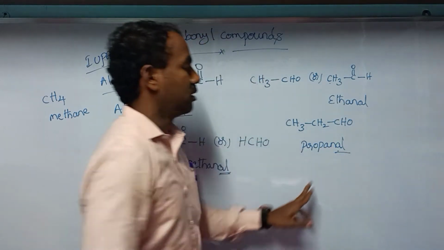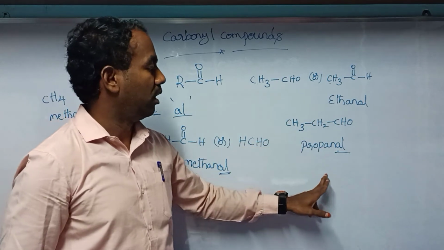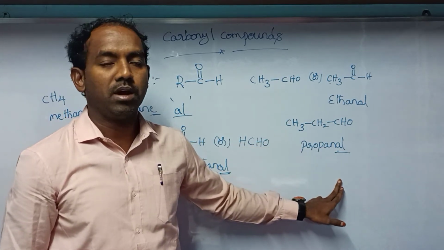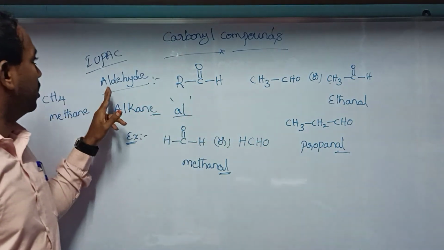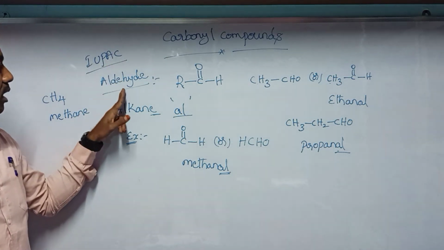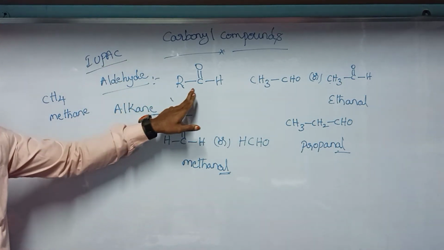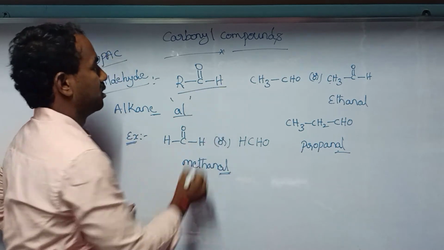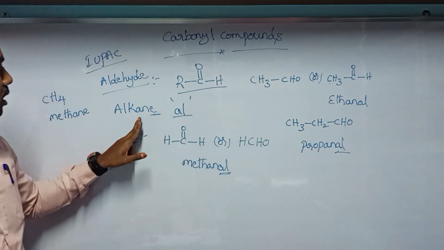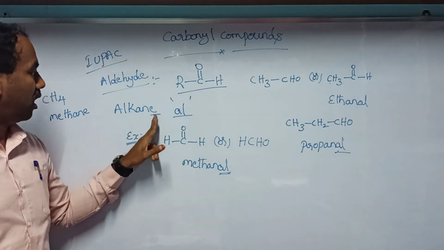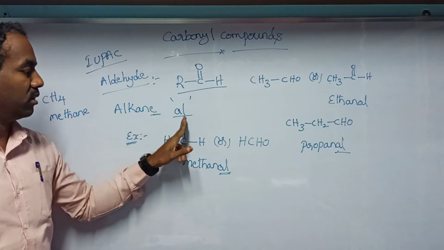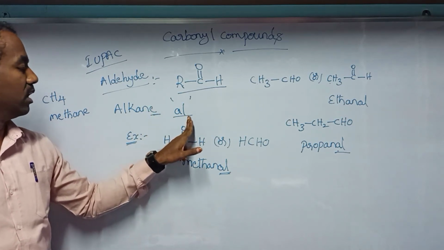Propanal is the name of this aldehyde. Similarly, you can go for 4 carbon atoms, which means butanal. See here how we are giving the IUPAC nomenclature for aldehydes. The functional group or representation is R-C double bond O-H. In the name of the alkane, the letter E is replaced with AL, that is, the suffix is AL.